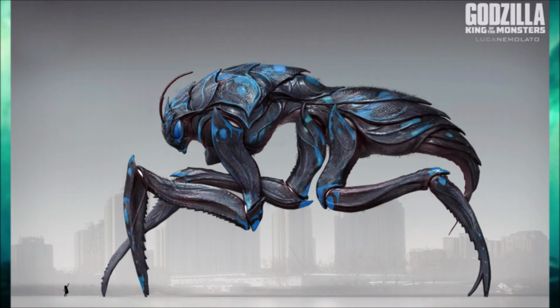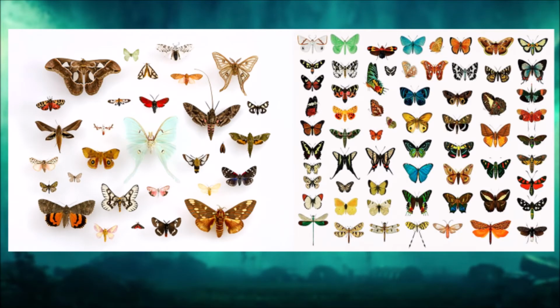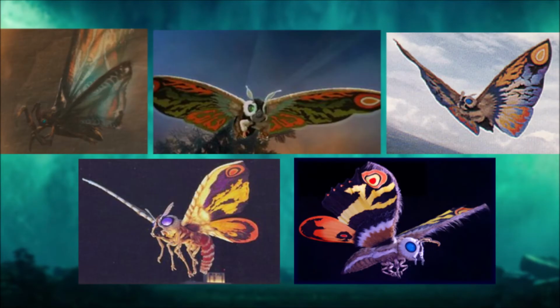But what really stands out for Mothra is her wings. This is because in nature, moths and by extension butterflies have a variety of different wing shapes. However, Mothra has had a pretty consistent wing shape throughout the entirety of the franchise. They are long and pointed towards the front, but they are somewhat teardrop shaped towards the back.